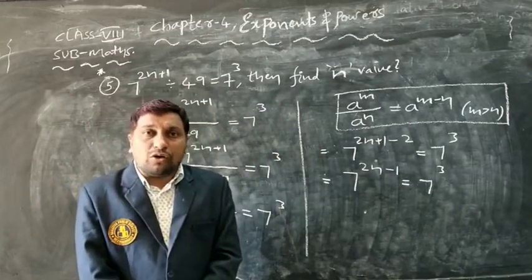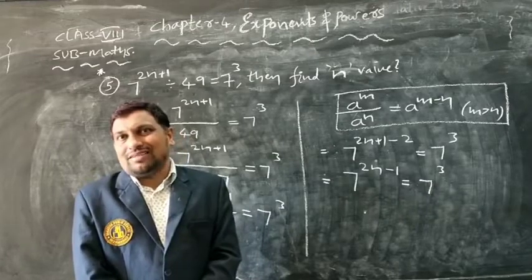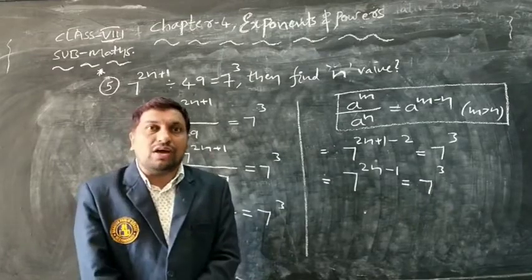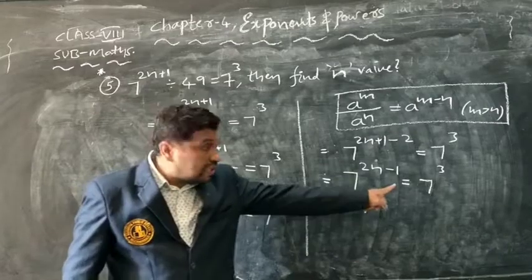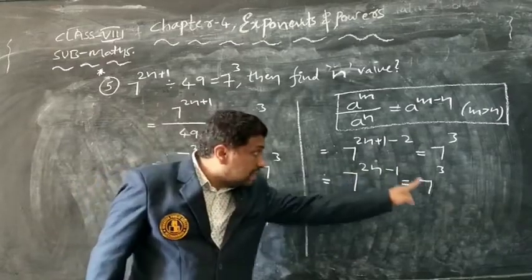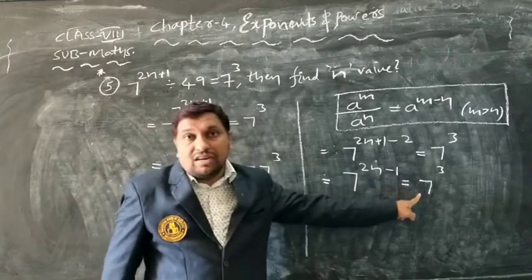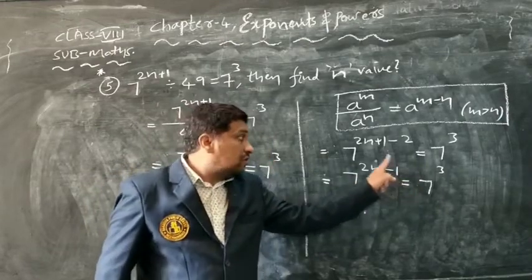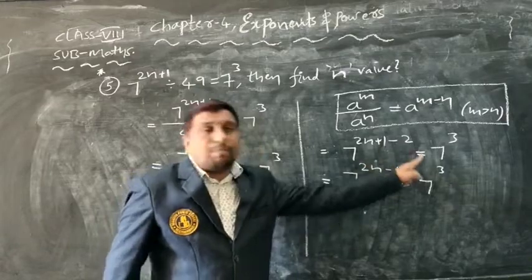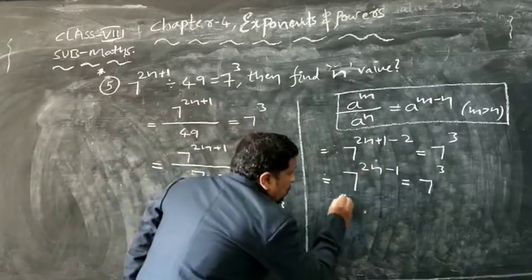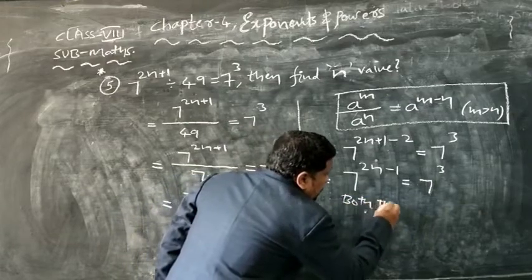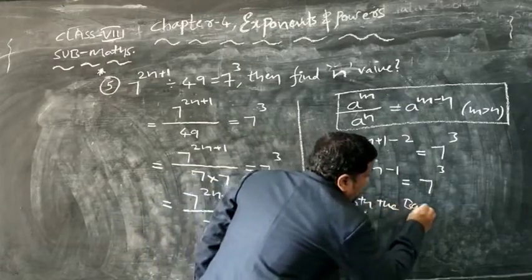For example, a to the power of m into a to the power of n: here the symbol into is there, so we have to add the powers, which means a to the power of m plus n. Here equal is there now. So both the bases are equal, so we have to equate the powers also. Therefore, we write the conclusion: both the bases are equal.